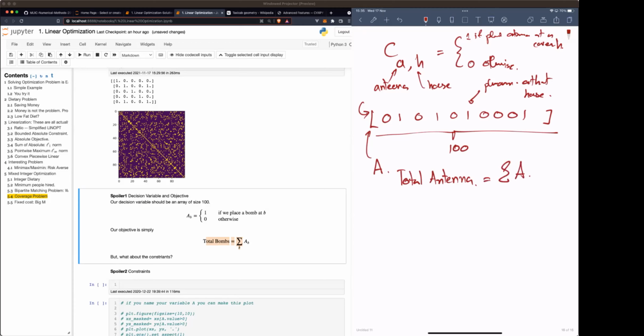But now we have the constraint, right? And our constraint says exactly one thing: please cover everyone. What do you do? Please cover everyone. It has to do with C for sure. Anyone has a good idea though? It has to do with the constraint, the coverage matrix, for sure, right?